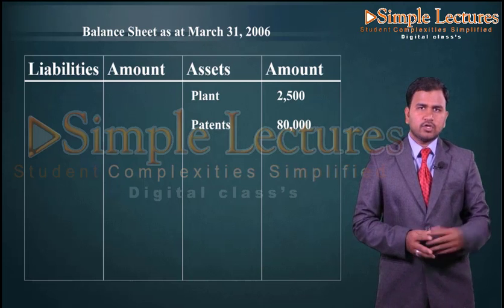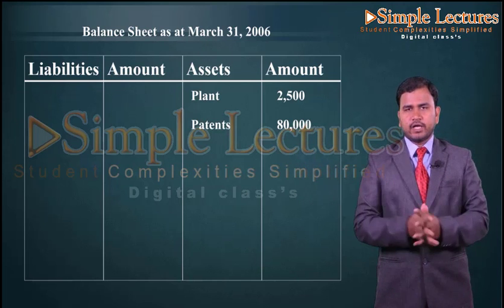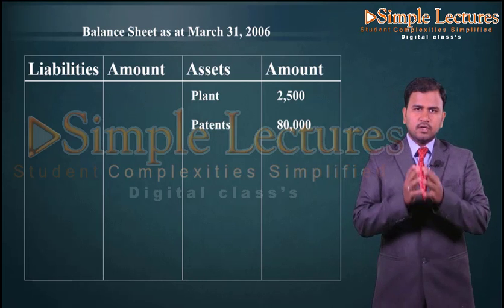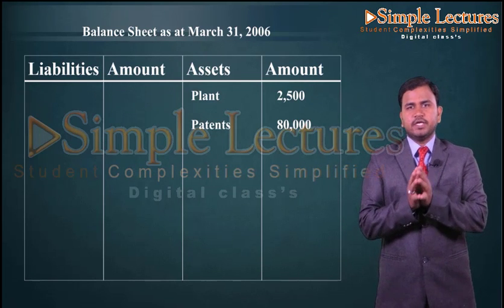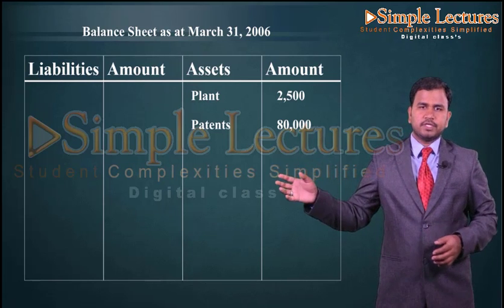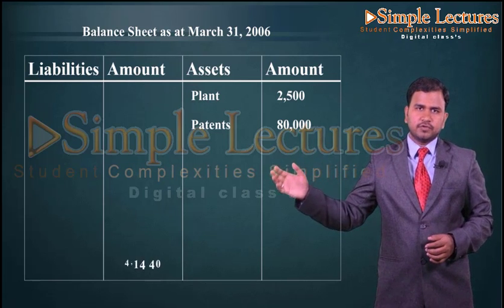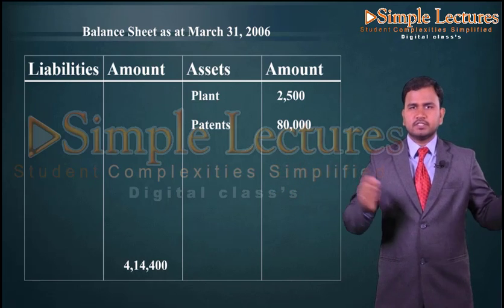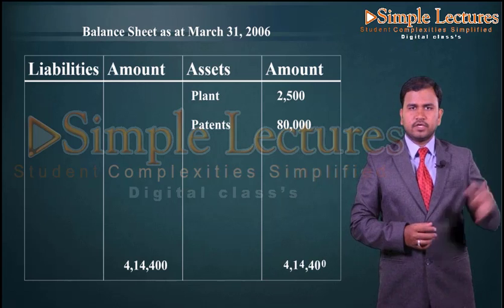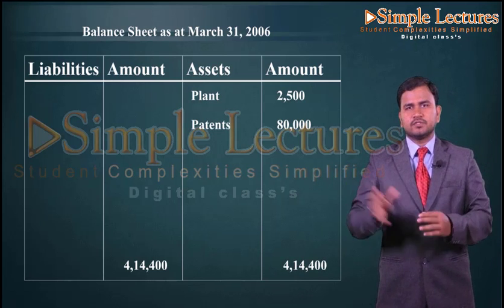So we have recorded all the assets and all the liabilities. Now let us see the total of both the sides. So when coming to the balance sheet, liabilities and assets should have the same total. So total of liabilities side we have 4,14,400, and in assets also we have 4,14,400. So here all the liabilities are equal to the assets.